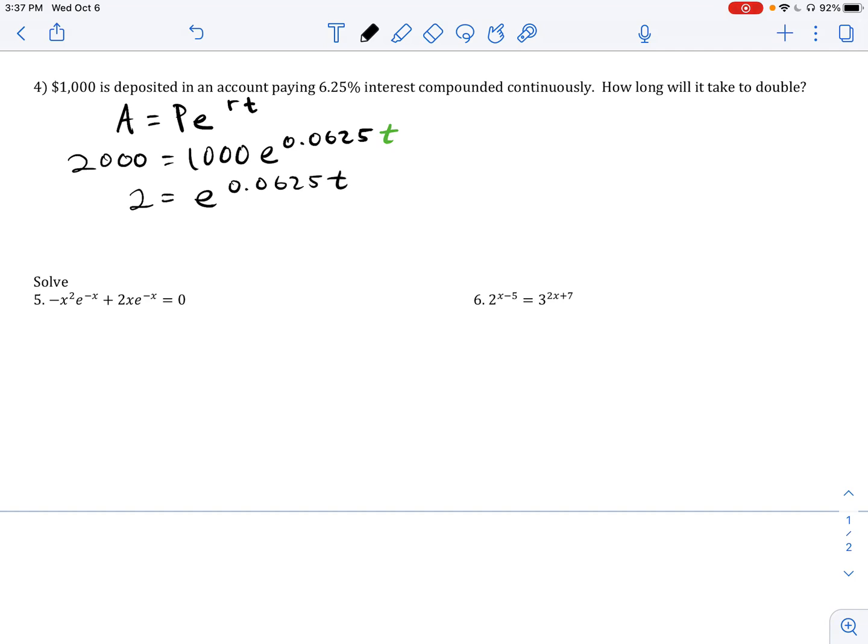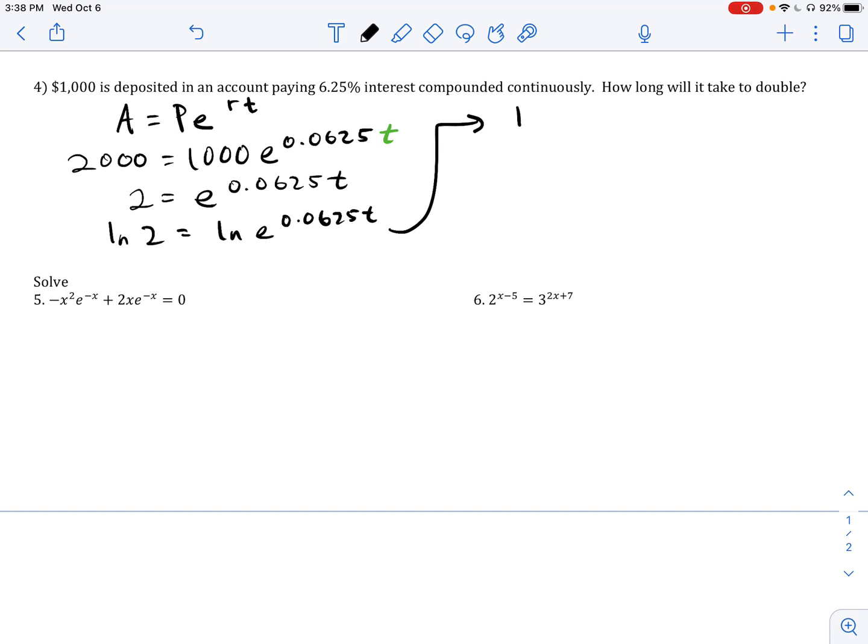That time it takes for our initial deposit to double will be the same, regardless of whether it's $1 or $1 million. So now that we have a basic exponential equation, we can solve by taking the natural log of both sides. We've done this enough times now. Hopefully it makes sense why I'm taking the natural log of both sides. Let me just continue this over here.